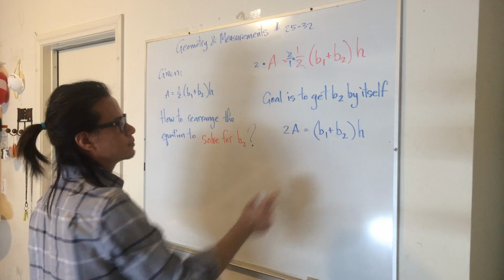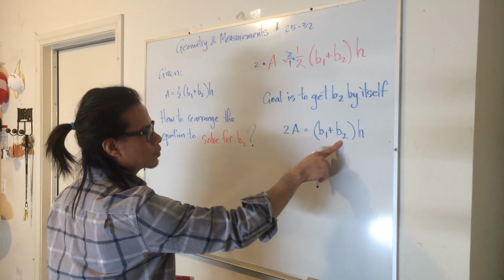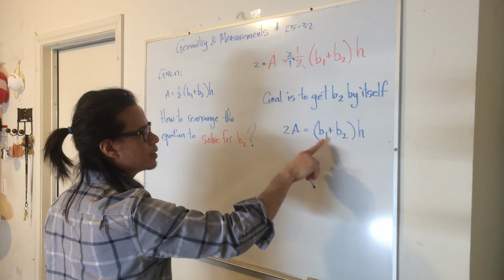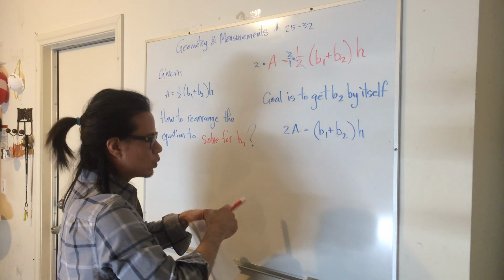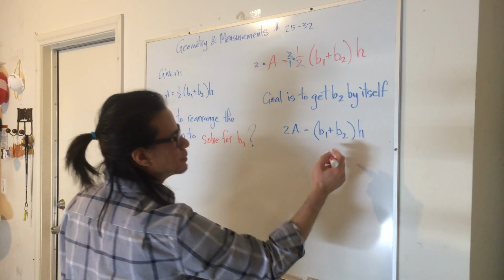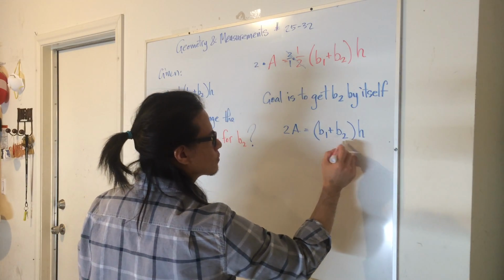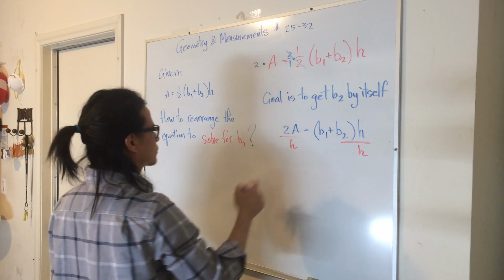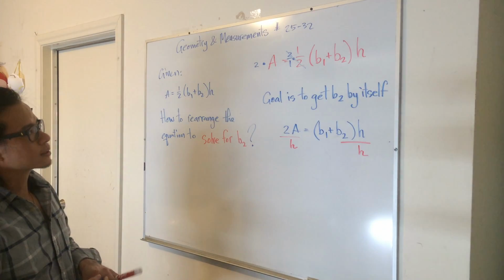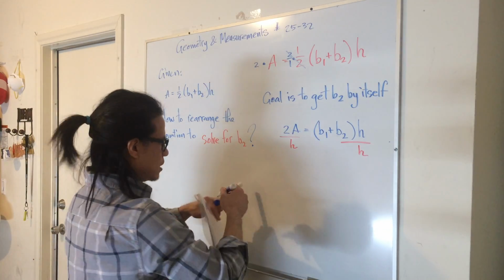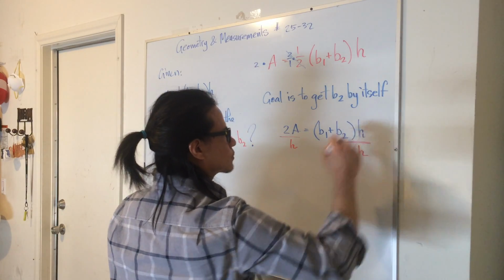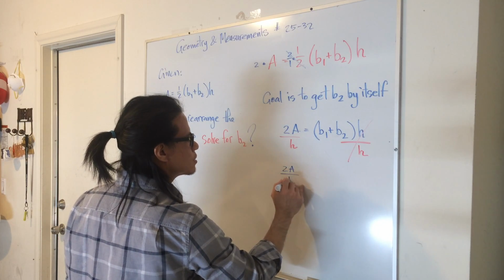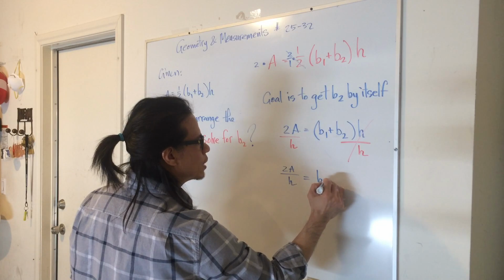Okay, we're getting there. Now, keeping in mind that we want to isolate b2. So let's get rid of the h here. Here you have b1 plus b2 times h. What's the opposite of times h? Okay, so divide h. Divide h. Okay, so the h cancels. We'll end up with 2a over h is equal to b1 plus b2.